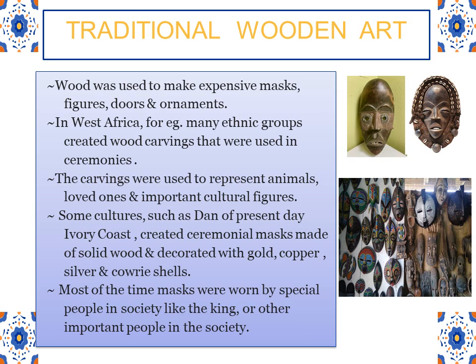Some cultures, such as the Dan of present day Ivory Coast, created ceremonial masks made out of solid wood and decorated with gold, copper, silver, and cowrie shells. You can see the pictures over here, which will give you an idea how they decorated their wooden masks. So it is found even today. The culture is being passed down for centuries, and they still make masks which are used for different ceremonies.